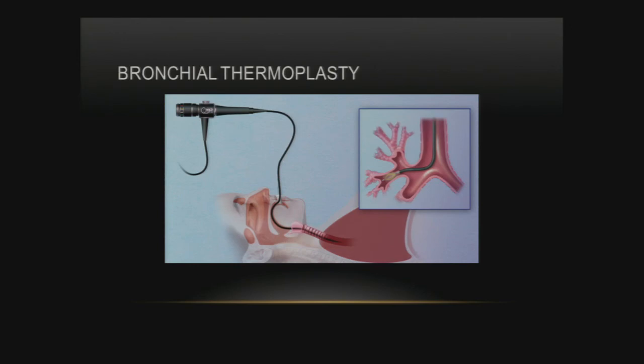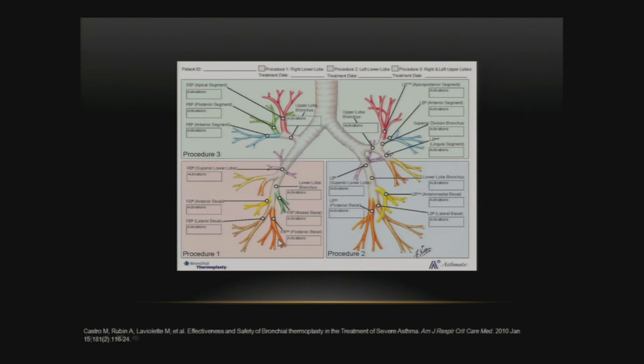The procedure is done in 3 stages. You do a particular lobe in each procedure. The first procedure, you do the right lower lobe. The second procedure, you do the left lower lobe. And then the third procedure, you do the bilateral upper lobes. And you do them 2 weeks apart. You try to get that catheter to touch as much of the airway walls that you can see as possible so that you have the least amount of bronchoconstriction later on.